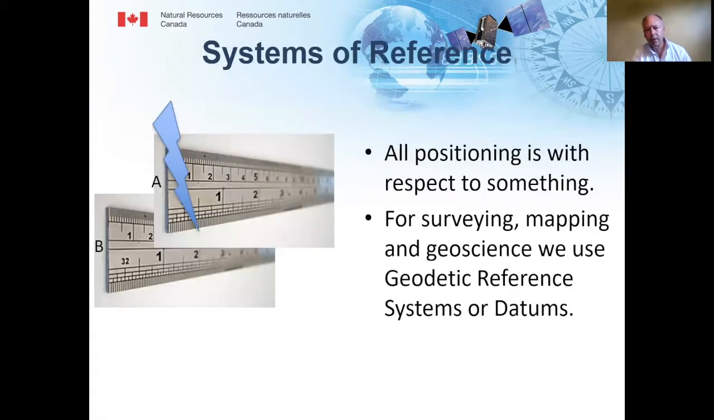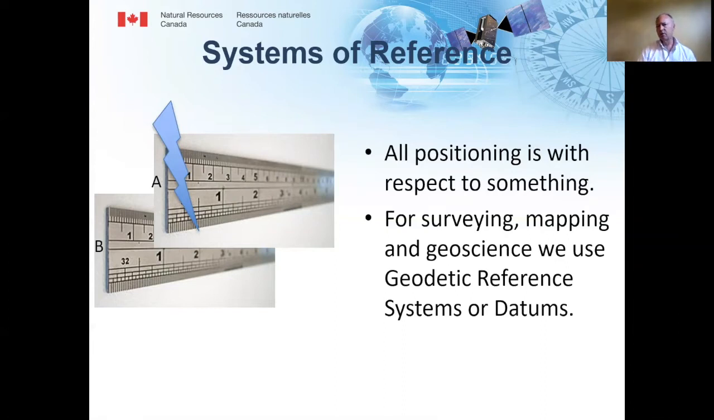So I guess just a bit of background. We say in this business, all positioning is with respect to something, and for geospatial information, that is a geodetic reference frame that you position yourself to. The frames are variations of what the defining characteristics are in a system, the practical realizations of the systems.